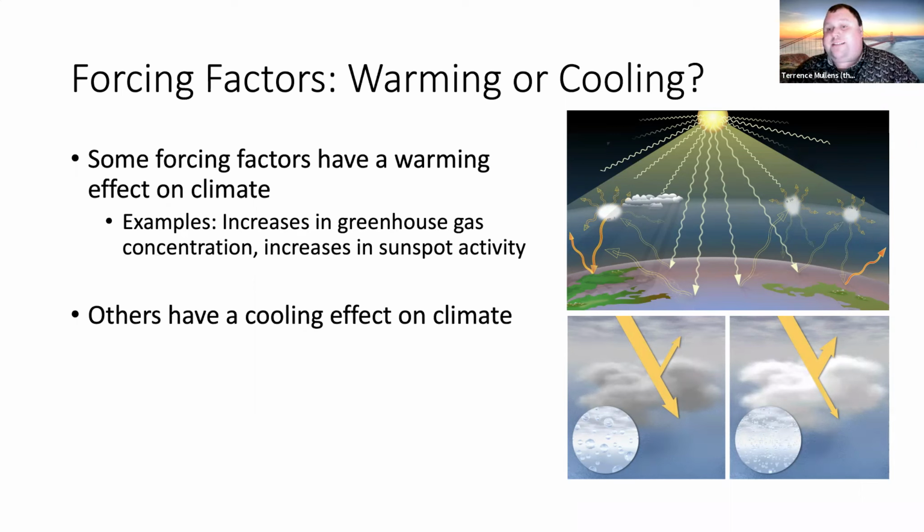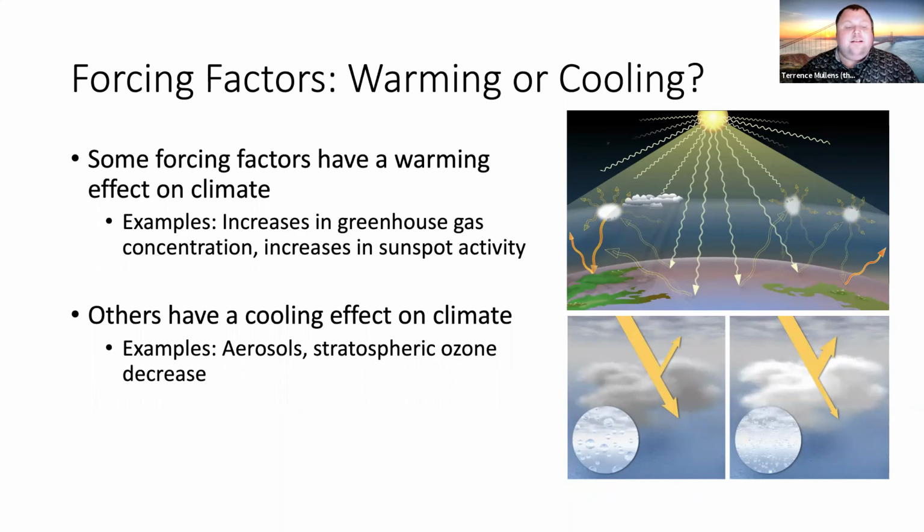Others have cooling effects on climate. So for example, an increase in aerosols. As we mentioned earlier, aerosols are believed to have a net cooling effect. So more aerosols actually means less sunlight reaching the surface of the Earth. Therefore, there's less heat in the Earth system. That is a cooling effect. That would be a negative forcing factor.